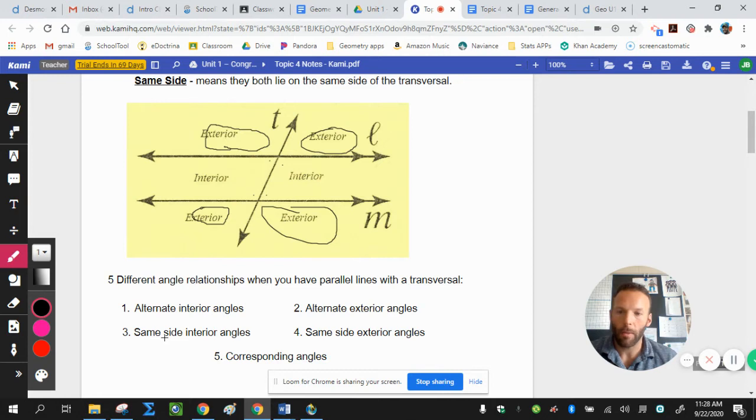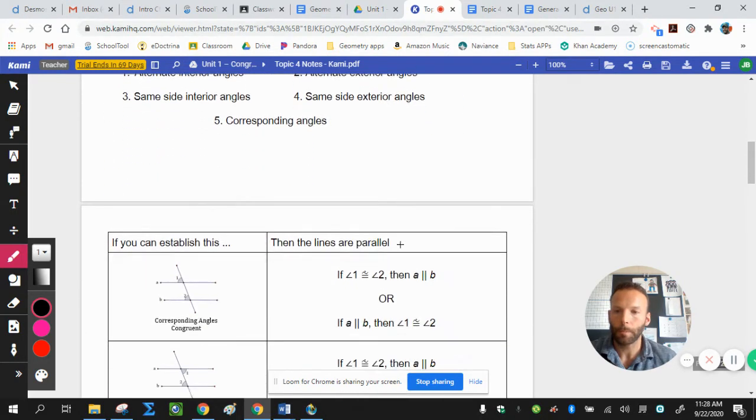Then you have same side interior. They're on the same side of the transversal, but inside the parallel lines. Same side exterior, same side of the transversal, but outside the parallel lines. And then the last one is called corresponding. That means that these angles are in the same position, but it's kind of a translated angle from one spot to the next. So let's take a look at what each of these looks like on the next page here.